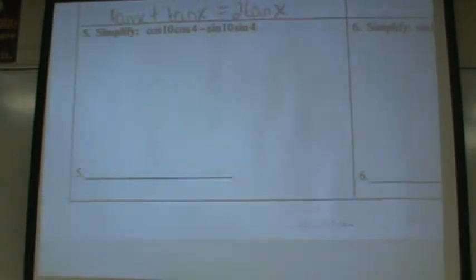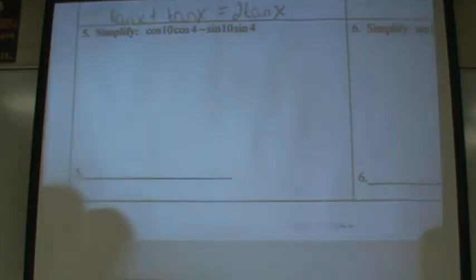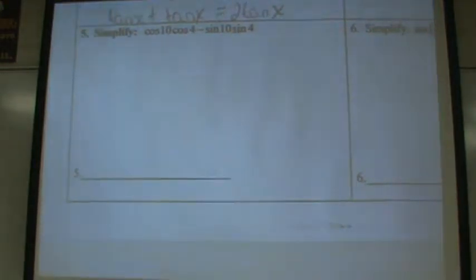Number 5. Number 5 wants us to simplify that expression. So we need to look at that expression and decide which addition or subtraction identity it fits with. We have cosines together and sines together, so that follows the pattern of our cosine addition and subtraction. So it's going to be one of those two.